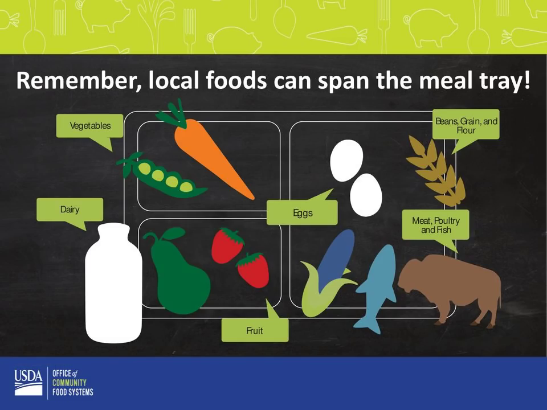Okay, so let's break down local foods. Typically people, when they think about local foods, will think more on the vegetable and fruit end of things, but we really want to be clear that local food spans the tray. So not only fruits and vegetables, but local dairy or local grains, local beans, local meat, poultry, fish. All of these different food types constitute foods that you can be thinking about that you may want to procure and get into the school meals program.